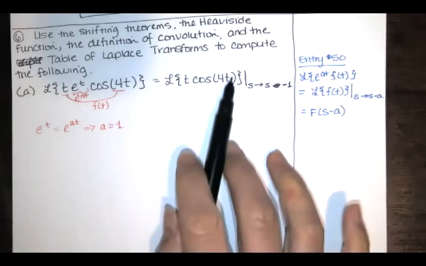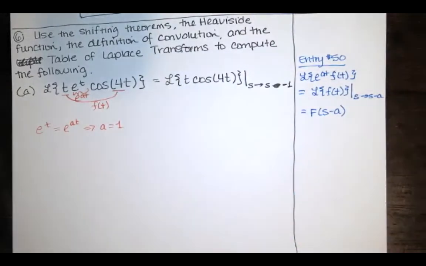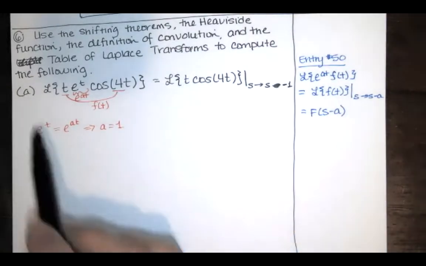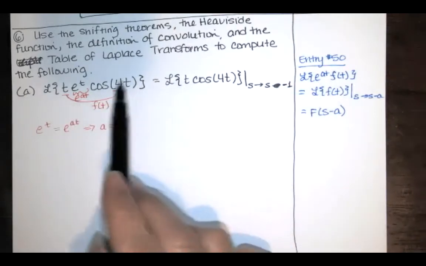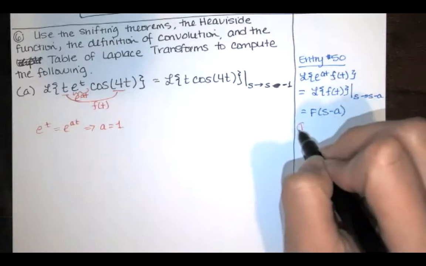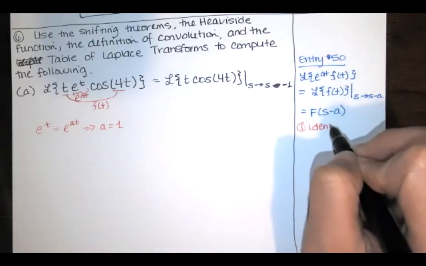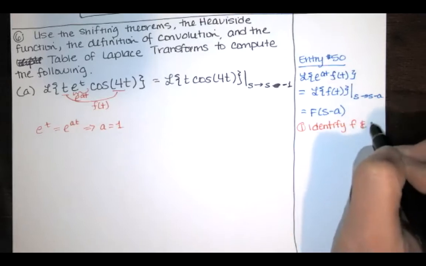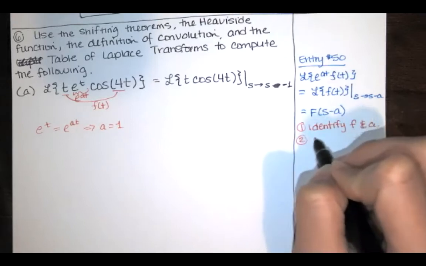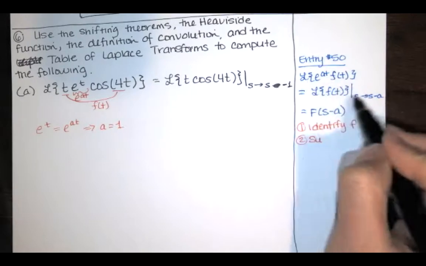Okay, now I just need to make sure I have an entry in my table like this. So before we do that, let's write down what we just did. First, we identified f. And we identified a. Then we substituted into this first expression here.